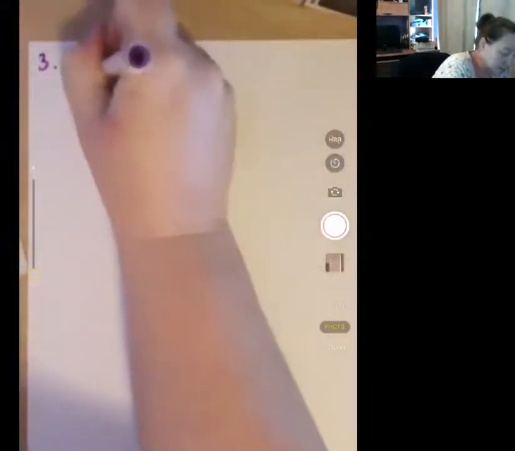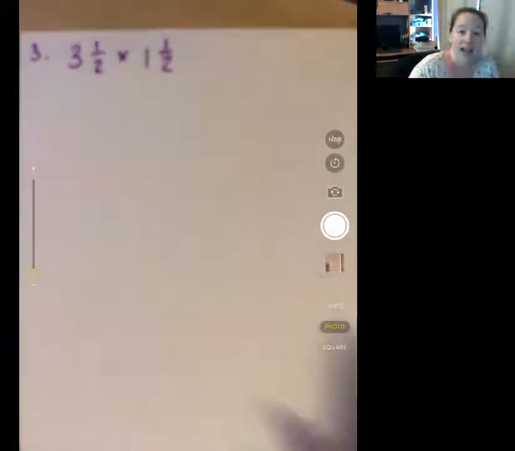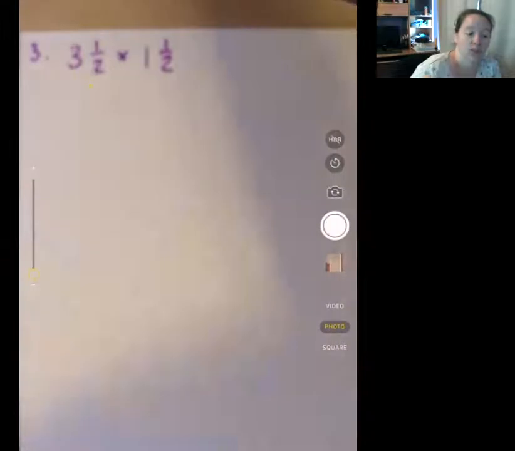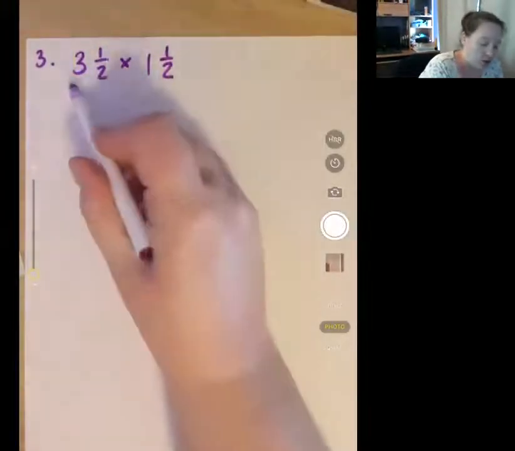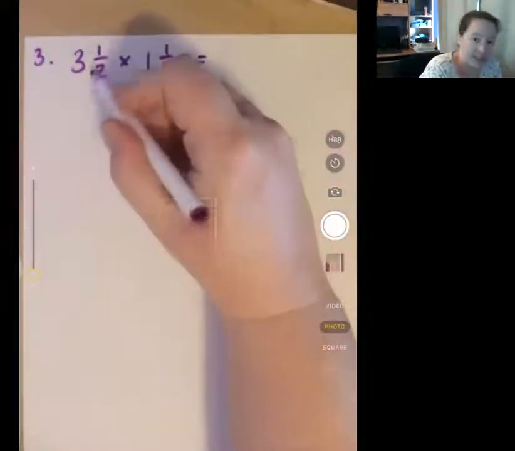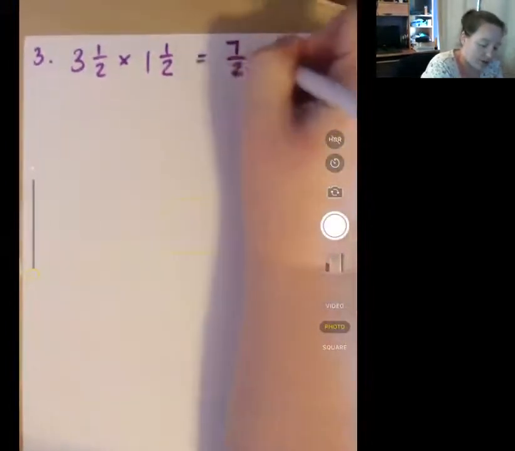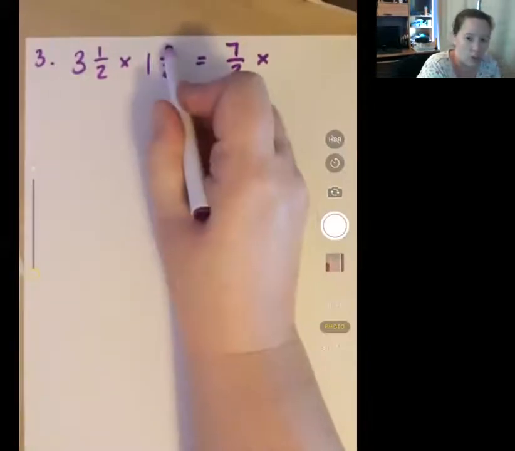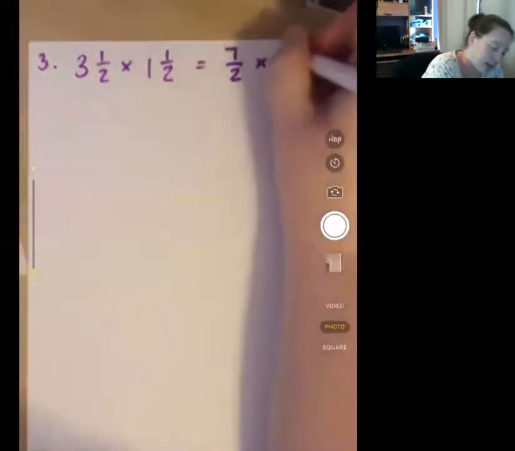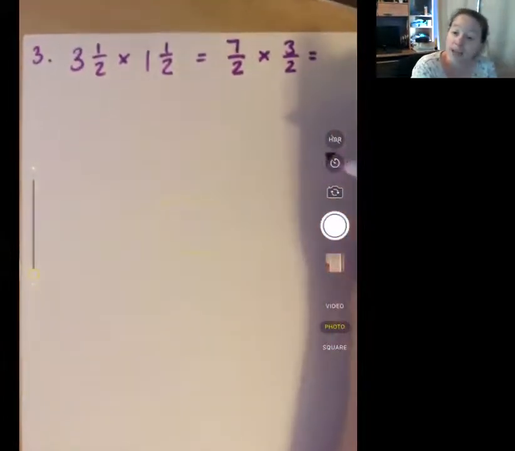Three and a half times 1½. I cannot do these this way. I have to make them improper fractions. So I do 3 times 2, which is 6, plus 1, which is 7 halves, times 1 times 2, which is 2, plus 1, which is 3 halves. And then I multiply across.